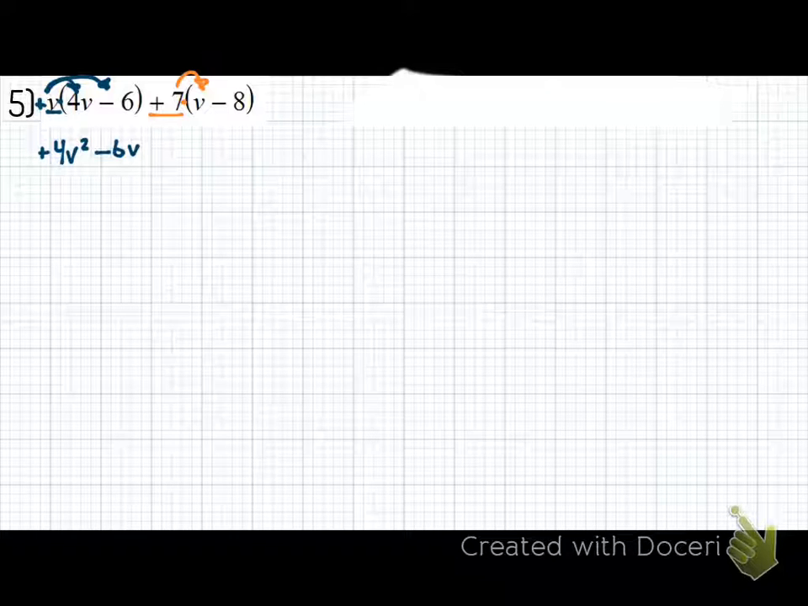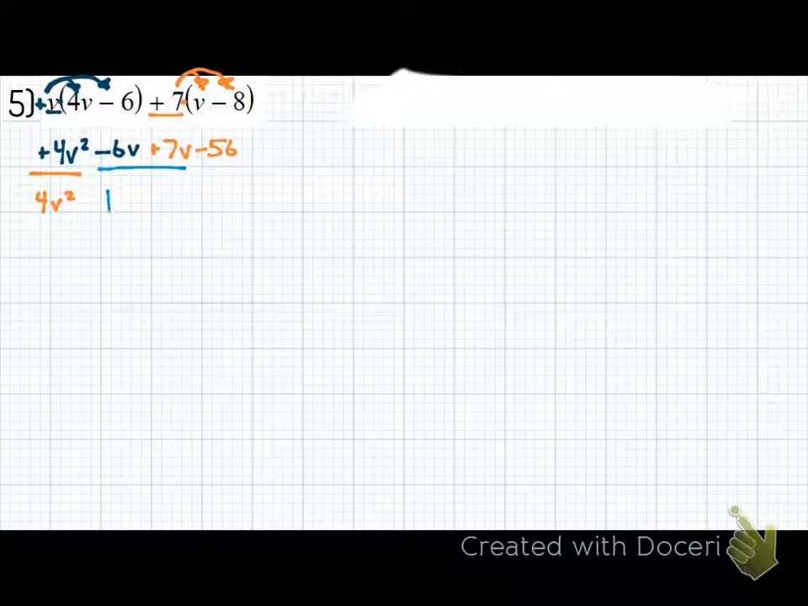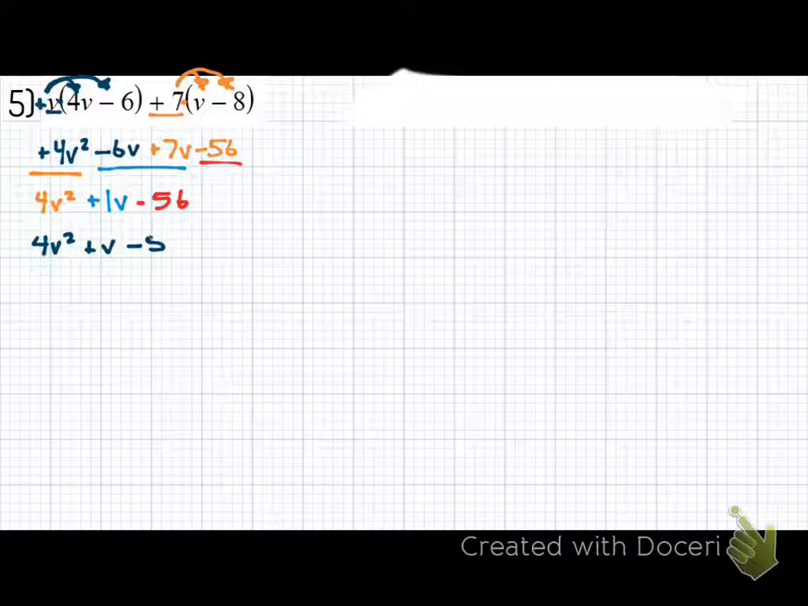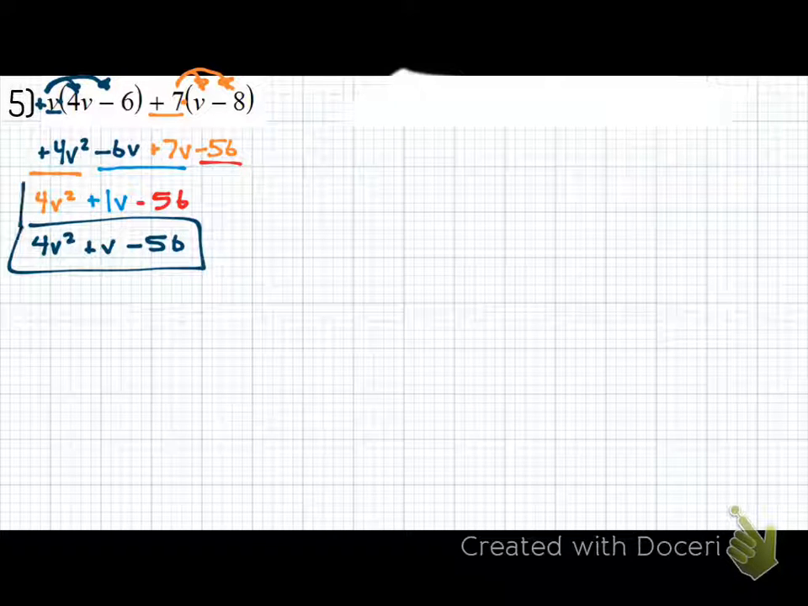Okay, so here we go. The answer here, we got 7 times v is positive 7v. 7 times negative 8 is negative 56. Then we combine like terms. We got 4v squared is by itself. Then we got negative 6v plus 7v is 1v, and it's positive. And then we got negative 56, bring that down. This is an okay answer, and then this is also a good answer. We don't have to keep that 1 in there. We could assume it's there when we write it like this. So there's your answer. Okay?